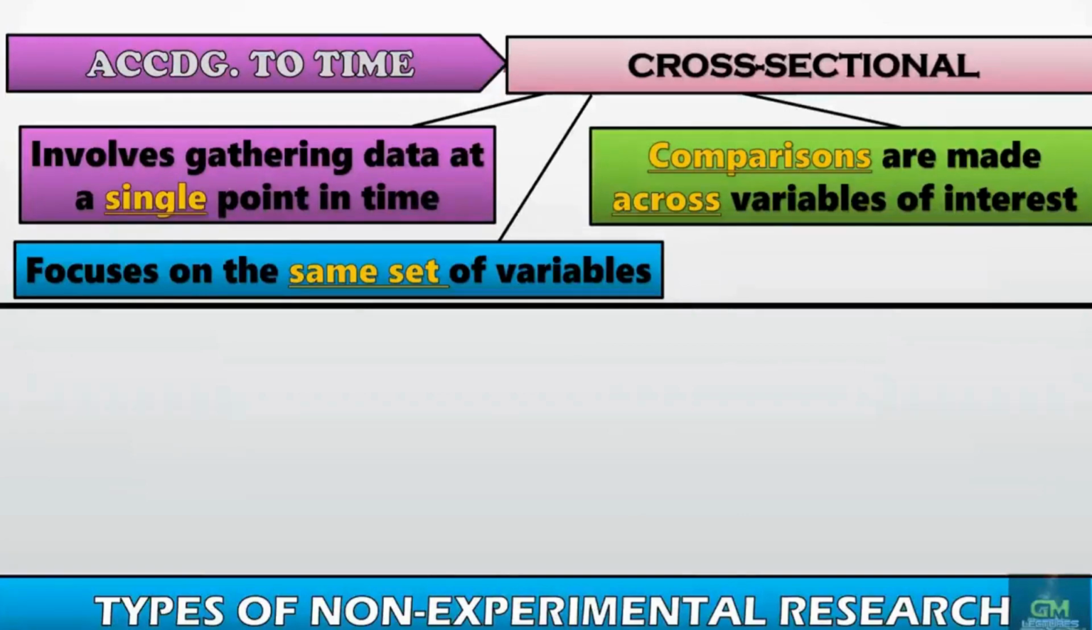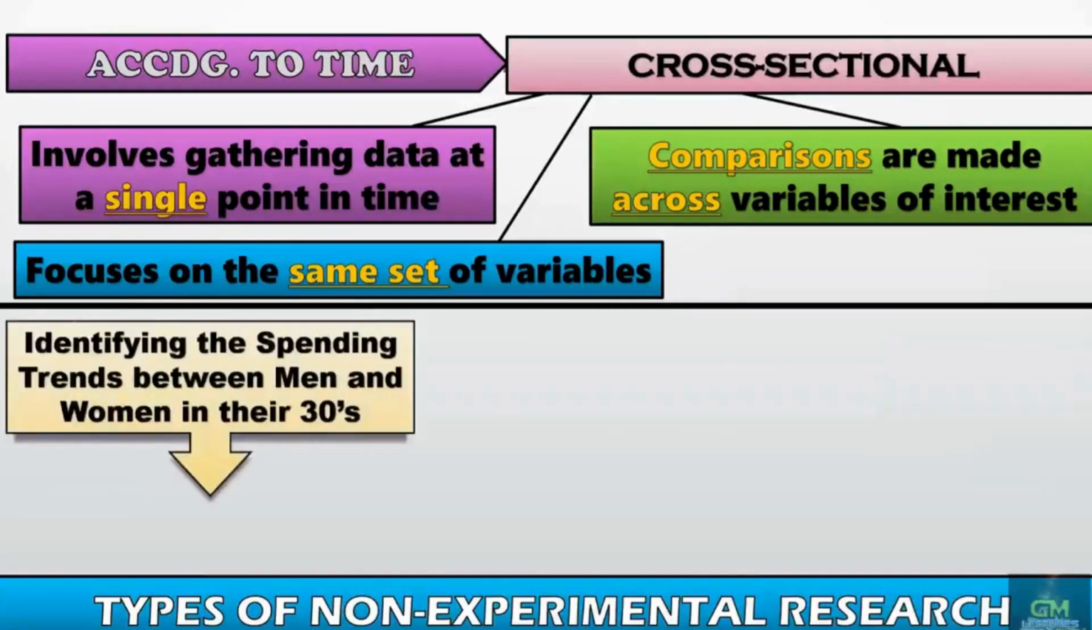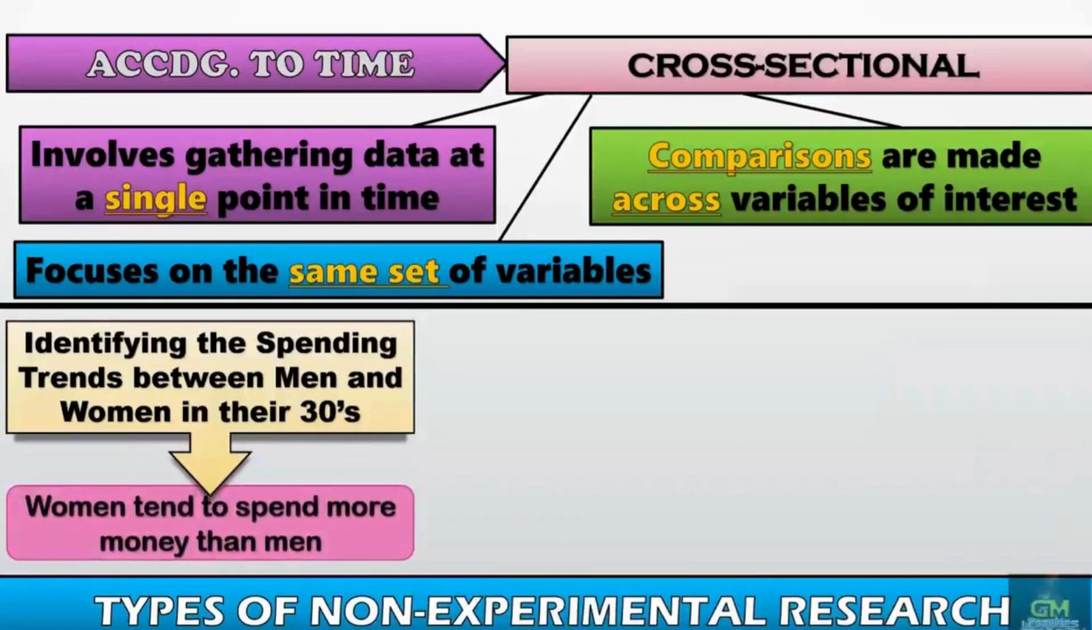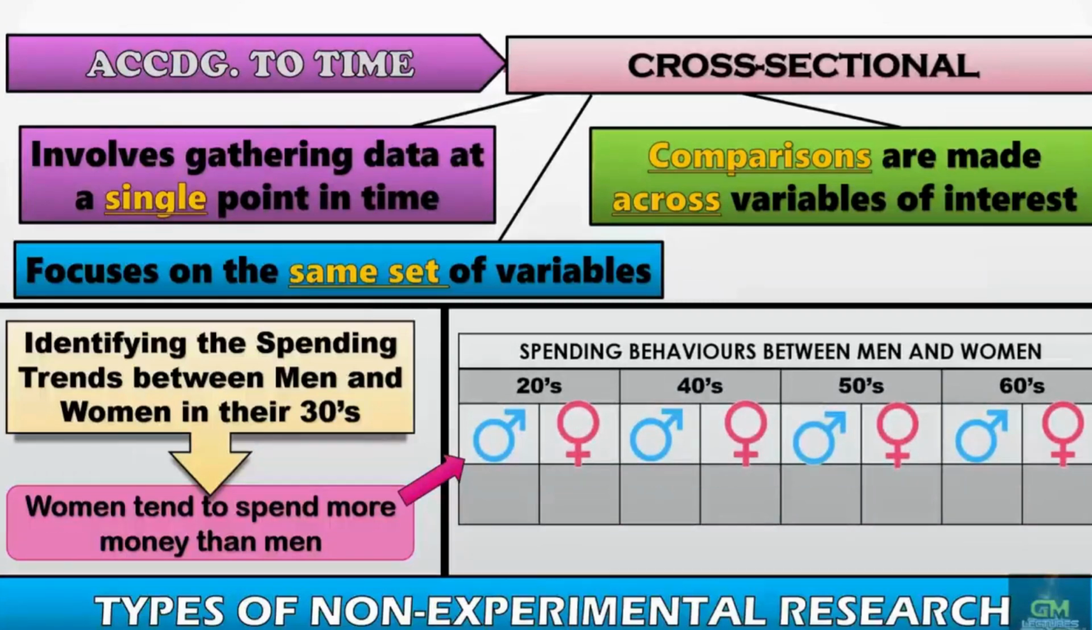Let's take this for example. A researcher wants to identify the spending trends between men and women in their 30s. From this particular research, the findings conclude that women tend to spend more money than men. In a cross-sectional research, the researcher then takes this particular data and compares it with other variables. Specifically, in this particular research, the variables are the age bracket. From there, he will then compare whether there are similarities or differences in terms of the trends and results.